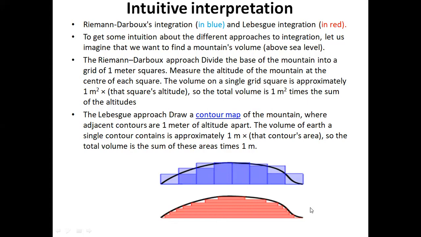You already know the contour map. In complex analysis, you can make a map of the contour of the mountain. We say that it is a contour where the adjacent contours are 1 meter of altitude apart. The volume of each single contour contains approximately 1 meter times that contour's area. Whatever we take, the total volume of the sum is this area times 1 meter.